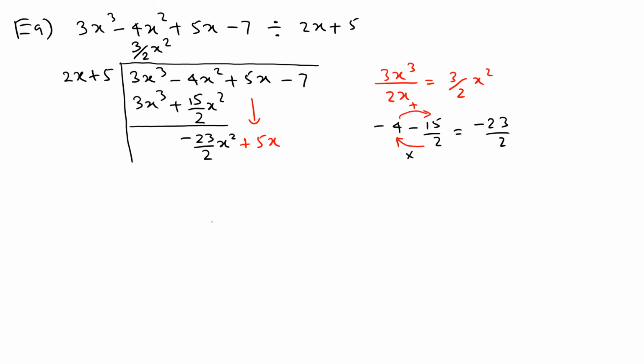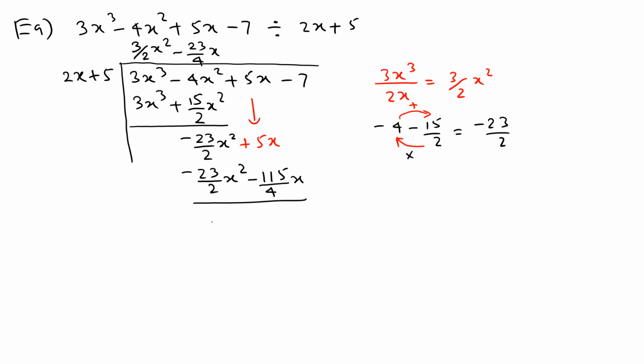Same argument. What is missing? You can see it is 2x. That means you have divided by 2x. So that means what you're going to get is negative 23 over 4x. That's the missing one. So when you multiply, you get negative 23 over 2 x squared. And when you multiply by 5, you get negative 115 over 4x. Do the same thing, change the sign and add.